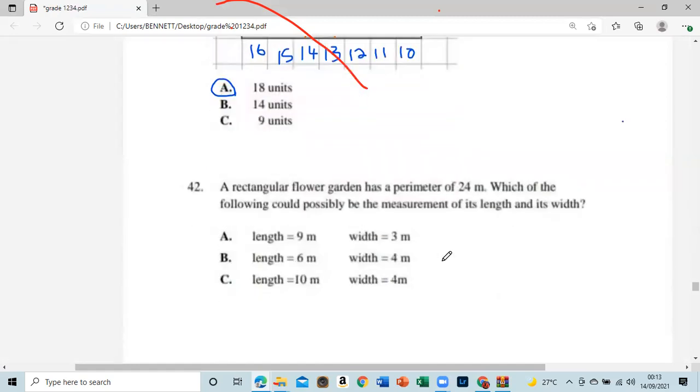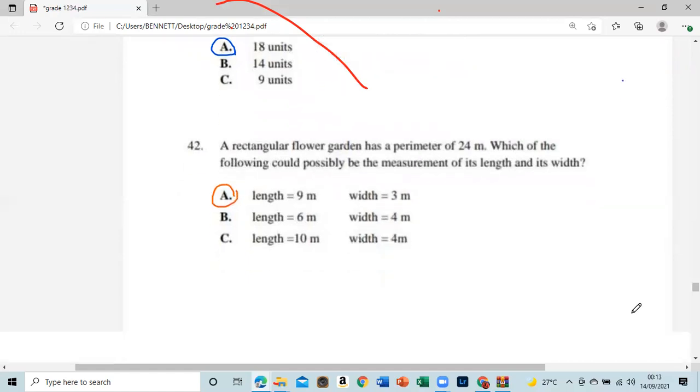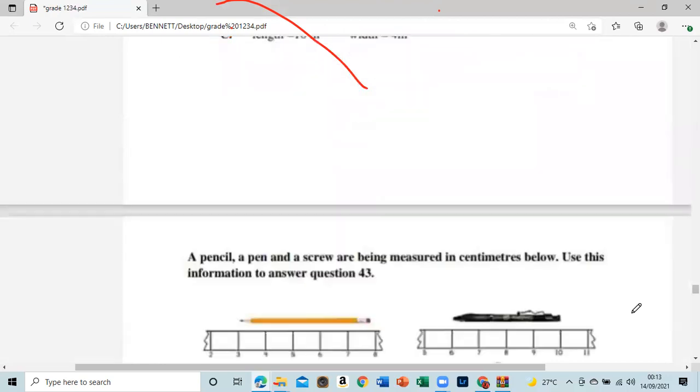A rectangle for a garden has a perimeter of 24 centimeters. Which of the following could possibly be the measurement of the length and the width? If the length is 9 and the width is 3, we can just add them and see. 9 and 3 are 12, right? And we double it. 6 and 4 are 10, we double it to get 20. So this could possibly be right. Again, the teacher has to go through that with you guys.